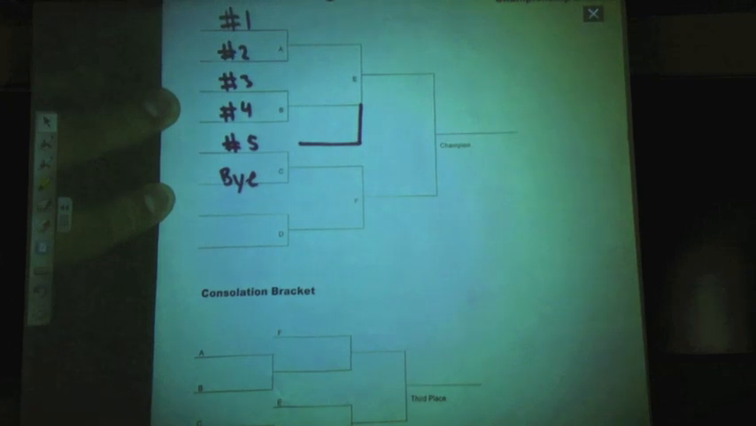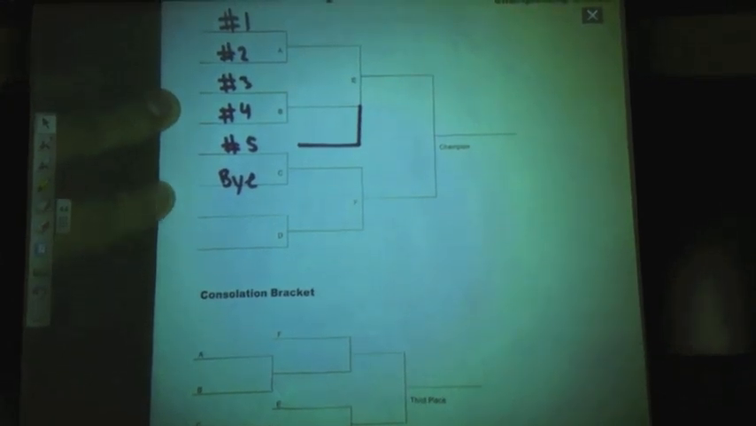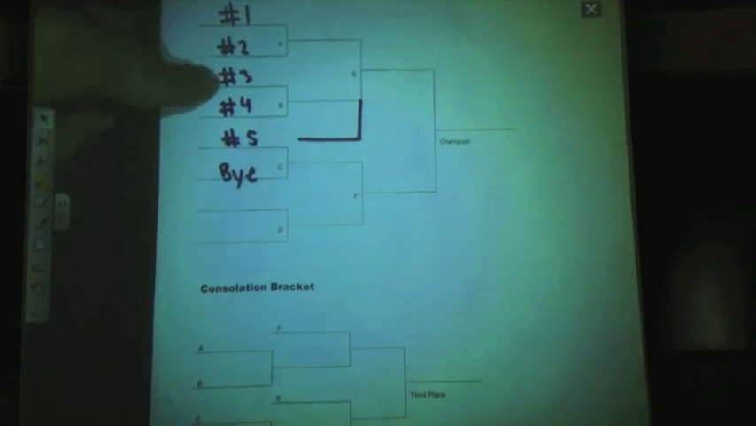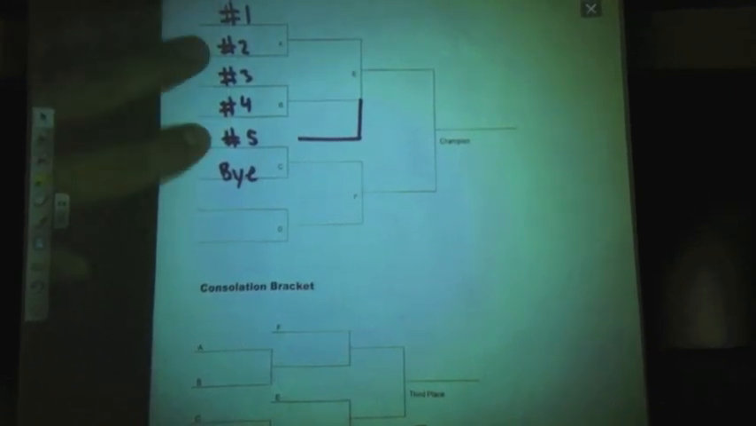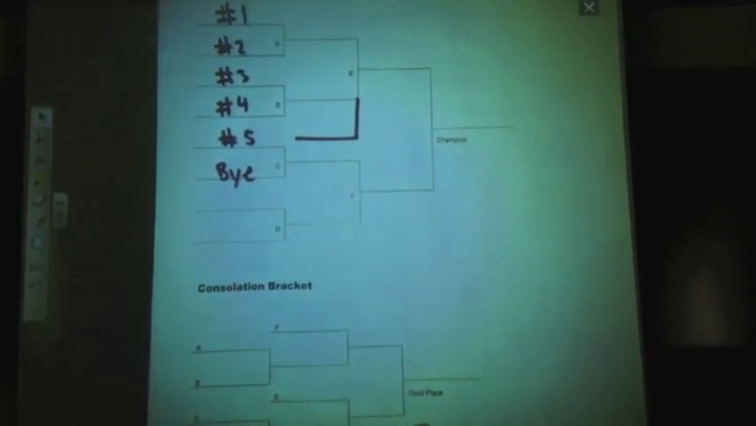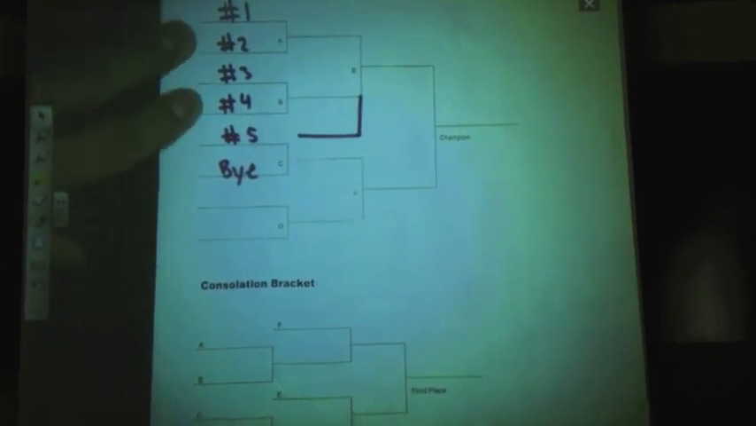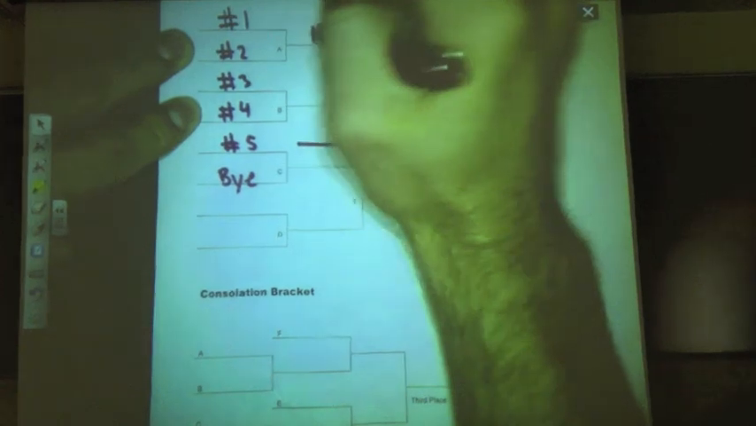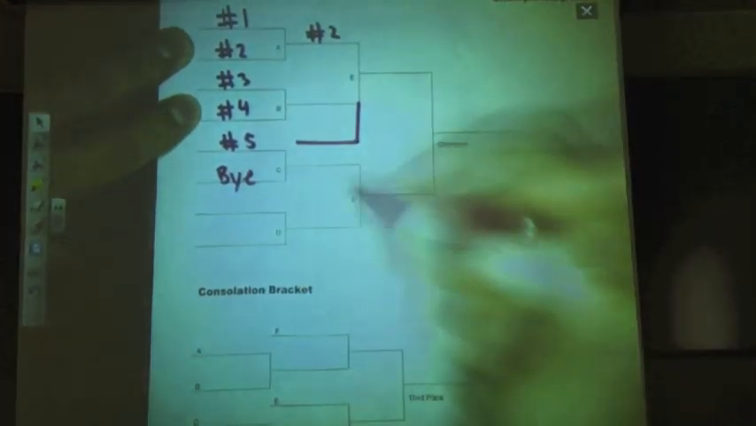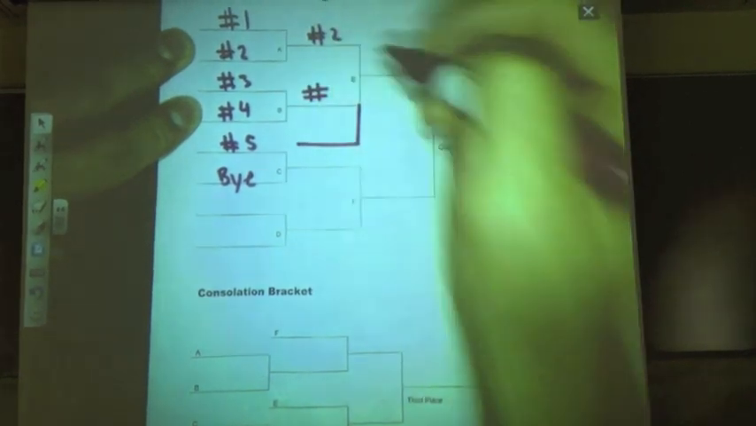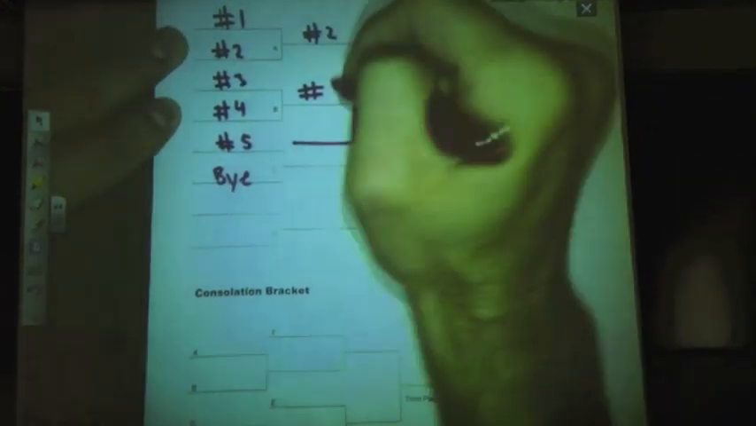5 is going to get a bye. And what's going to happen is 5 is going to go up against the winner of competitor number 3 and competitor number 4. So if we were to start this bracket right here, starting with the first match, number 1 and 2, say number 2 wins. And then for the second match, number 3 wins. And number 5 got a bye.